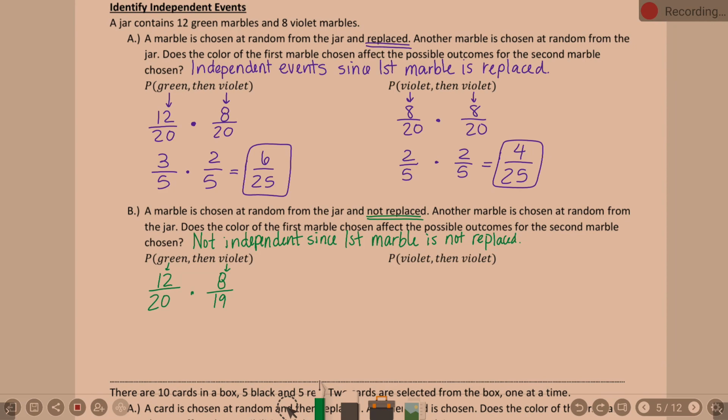12/20 we can at least reduce, yes. 3/5. 8/19 does not reduce. Multiply across. 24/95ths, which does not reduce. Okay.